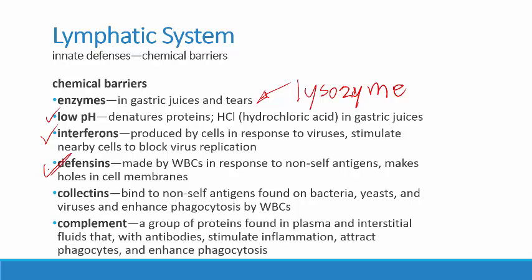Defensins are chemicals made by white blood cells in response to locating a non-self antigen. So a white blood cell that notices, say, a bacterial cell will secrete a bunch of defensins, and those are enzymes that can help make holes in cell membranes. It helps to punch a hole in the bacterial membrane and kill the bacteria.